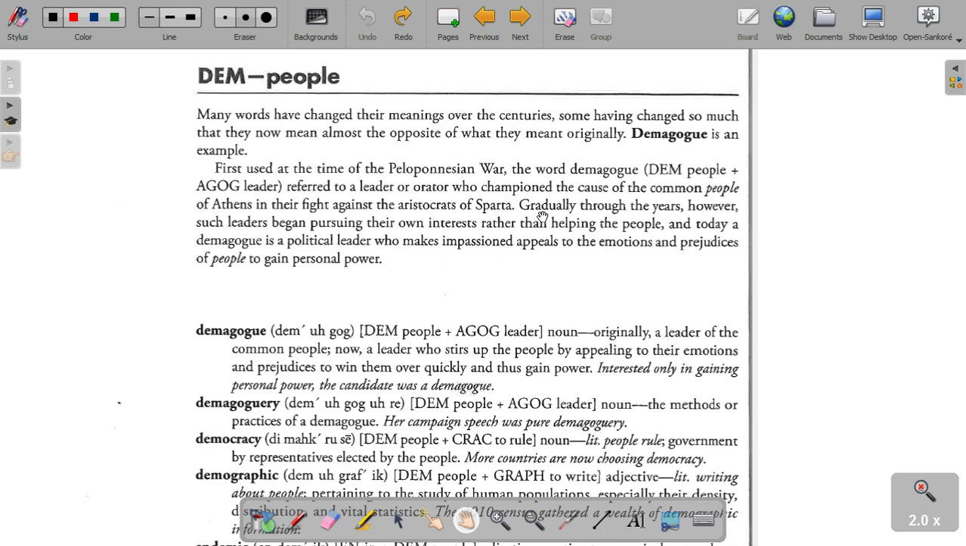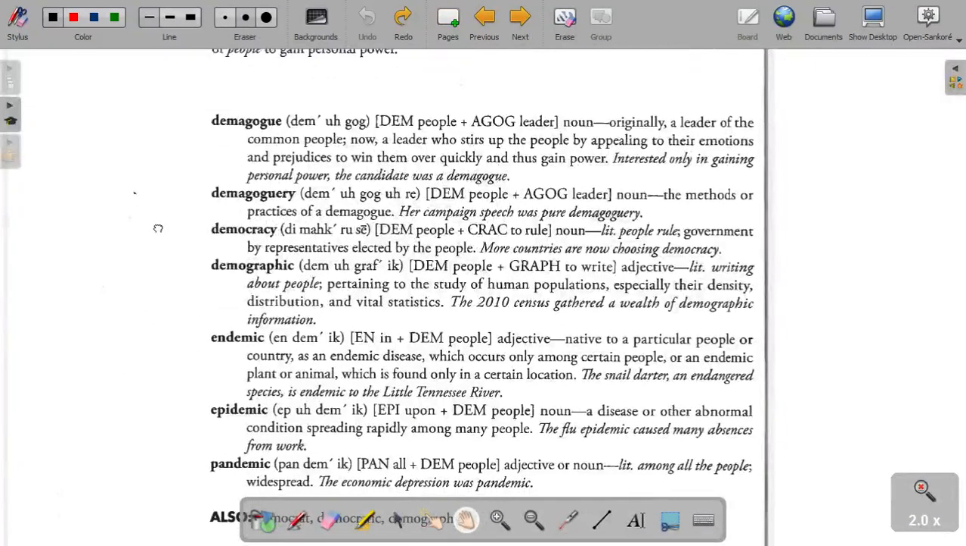Gradually through the years, however, such leaders began pursuing their own interest rather than helping the people, and today a demagogue is actually a political leader who makes impassioned appeals to the emotions and prejudices of people to gain personal power. So it's not someone who speaks for the common people and who is just a great leader. It's someone who manipulates people in order to gain personal power. So that's what demagogue means.